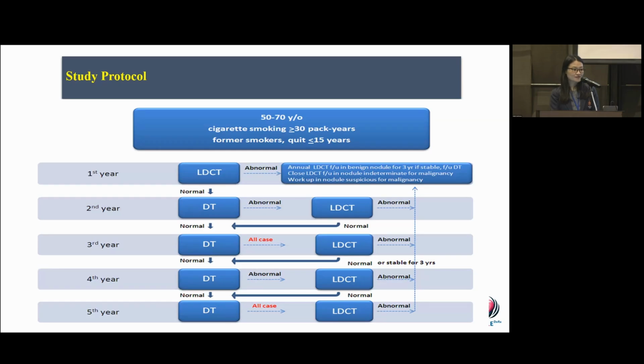But at follow-up, we use annual digital tomosynthesis and do low-dose CT every 2 years in cases that have a normal low-dose CT. But those who have abnormal CT, we will follow up according to their category, but at least 1 year.